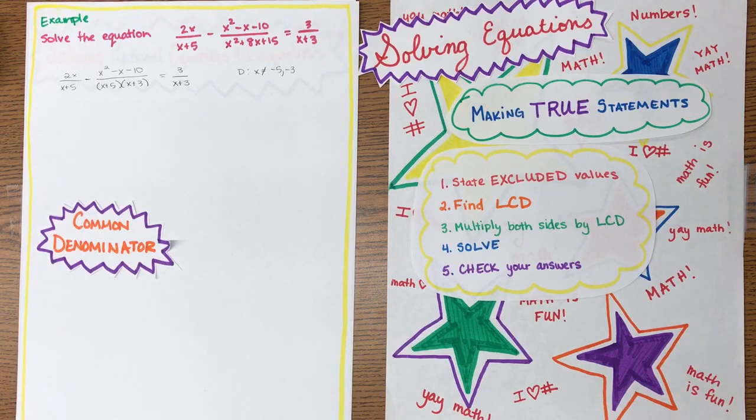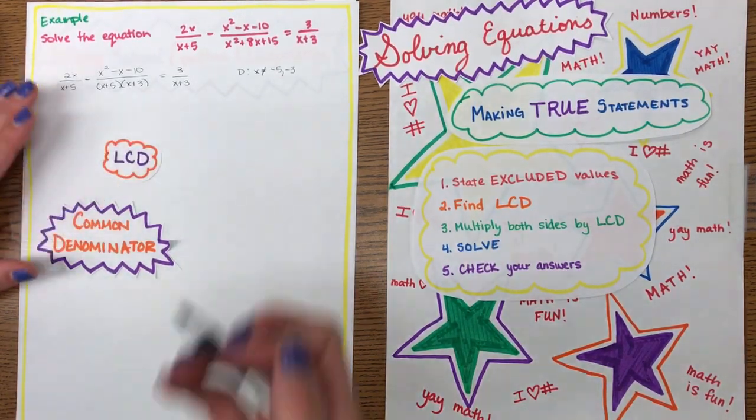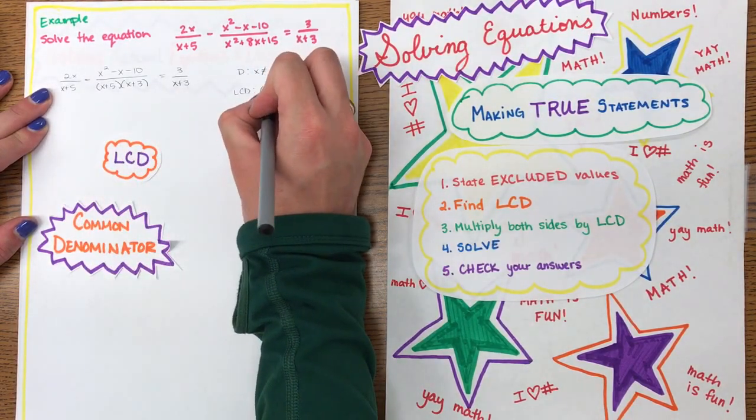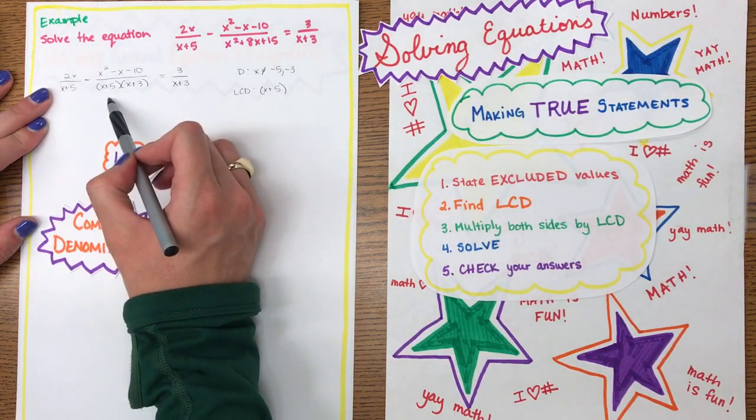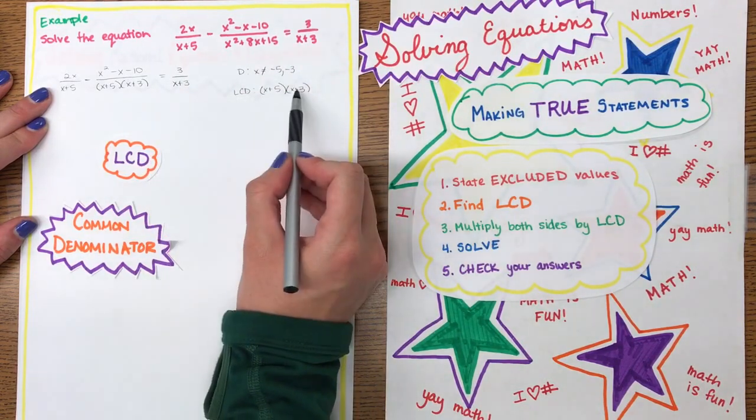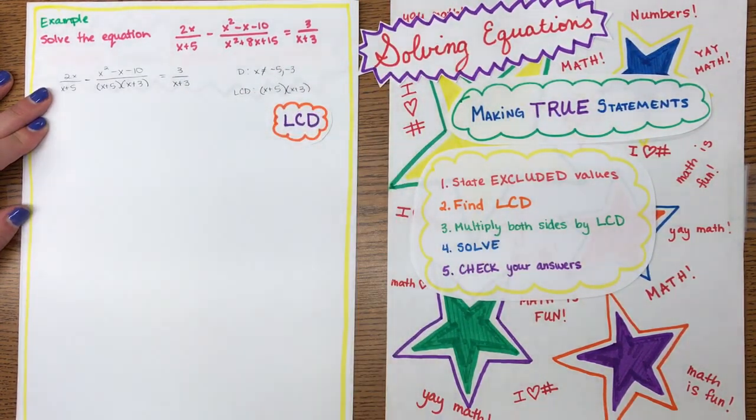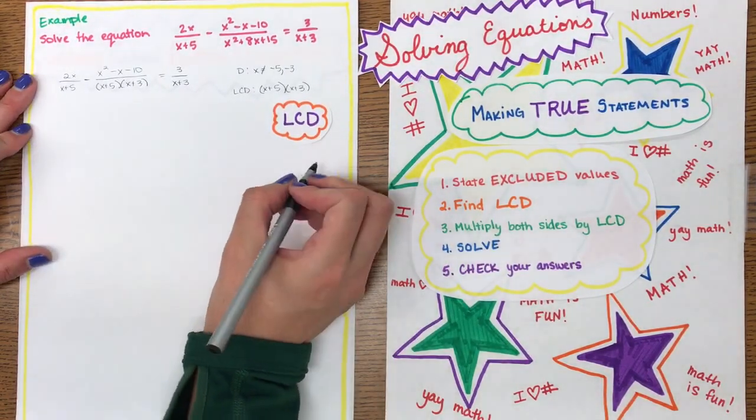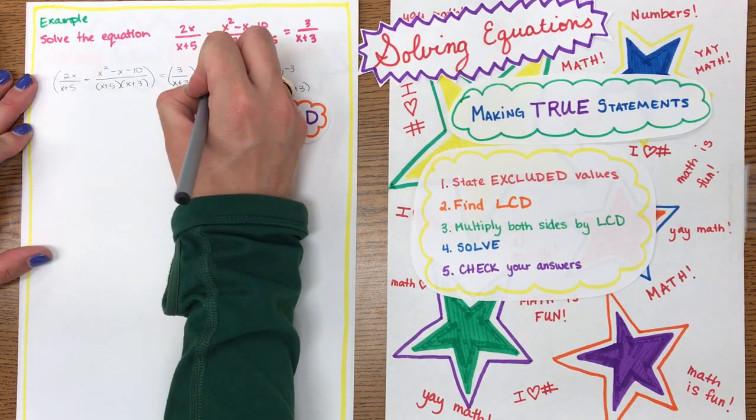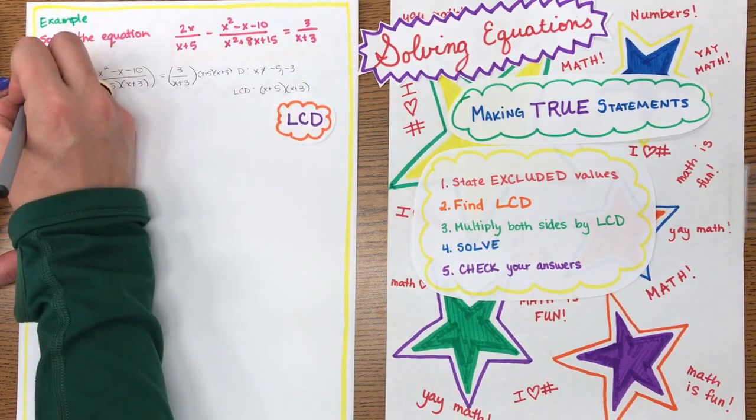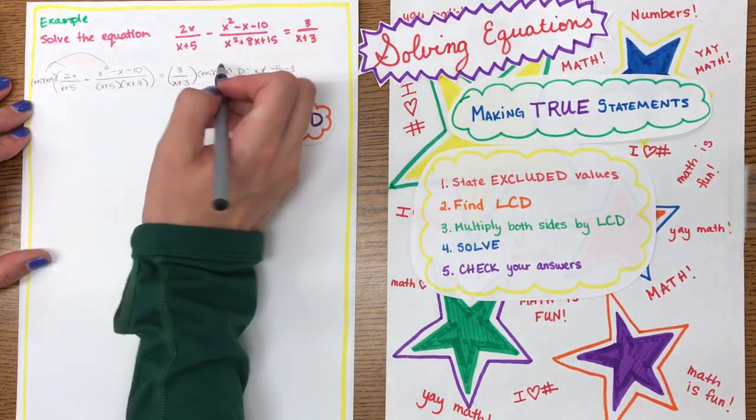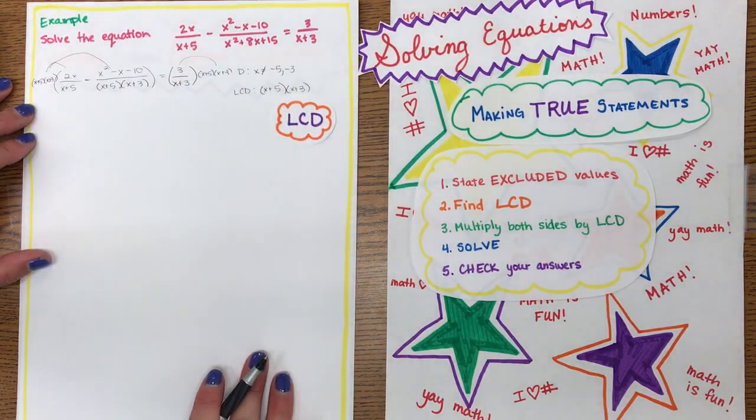I now need to find my least common denominator. Looking at my first term, I need a factor of x plus 5. My second denominator has x plus 5, but it also has x plus 3. And my last denominator is just x plus 3, and that factor is already there. So I'm going to take the least common denominator, and I am going to multiply both sides by x plus 5 times x plus 3. Really, I'm multiplying every single term by the least common denominator.